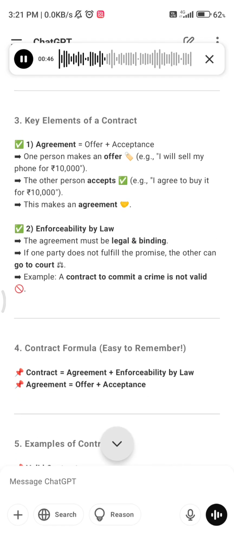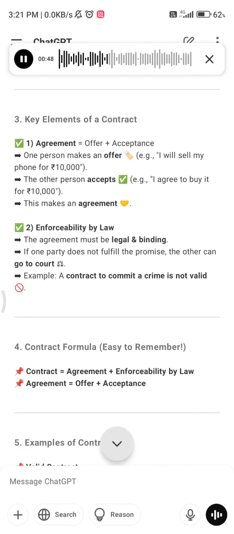3. Key elements of a contract. 1. Agreement, offer plus acceptance. One person makes an offer, e.g., I will sell my phone for $10,000. The other person accepts, e.g., I agree to buy it for $10,000. This makes an agreement.